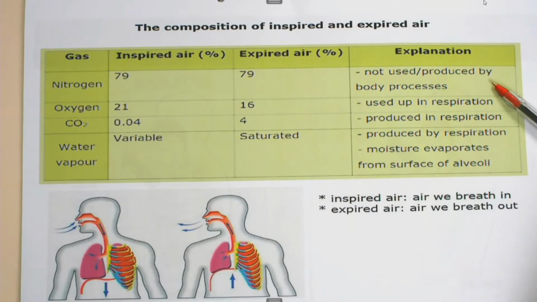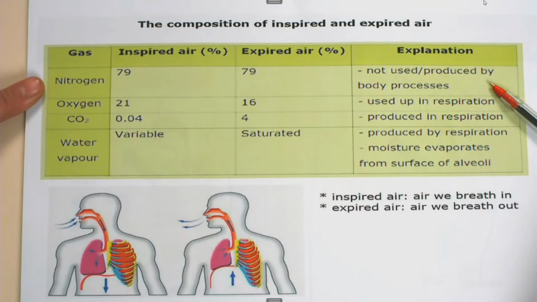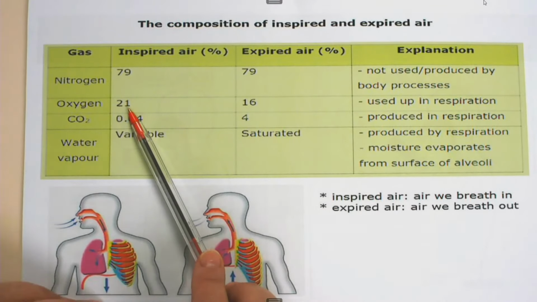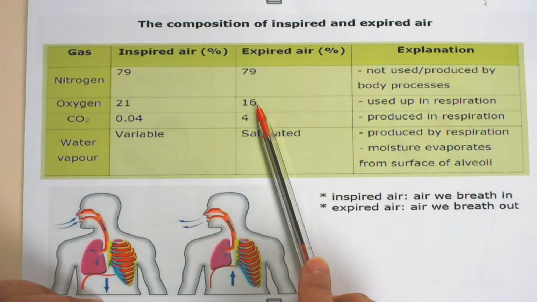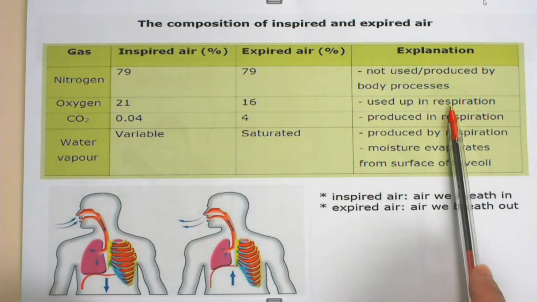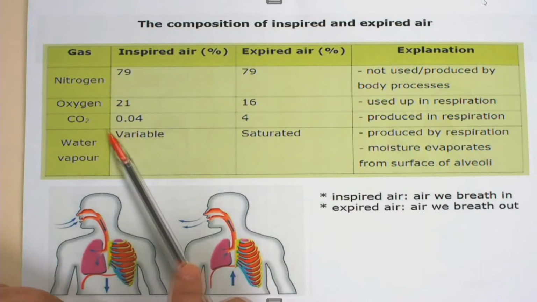Why? Because we don't use it in our body. The plants normally use the nitrogen. It just needs to be changed from nitrogen gas to nitrates, in a form that the plant can use. Then oxygen, here you can see 21% breathed in, 16% breathed out. Why? Because we use it in the process of cell respiration to actually do what? To give us energy.